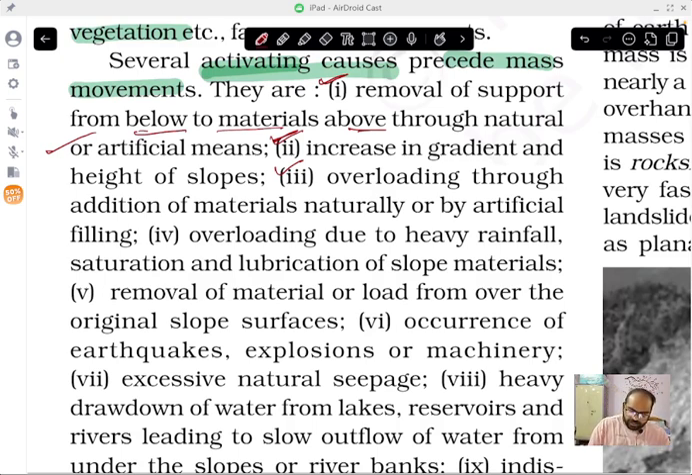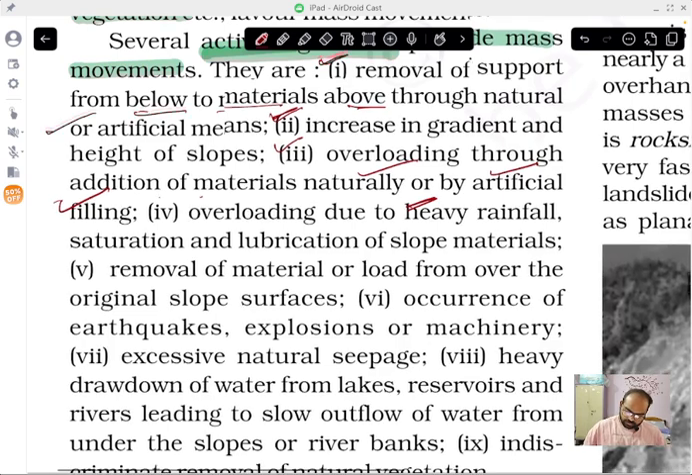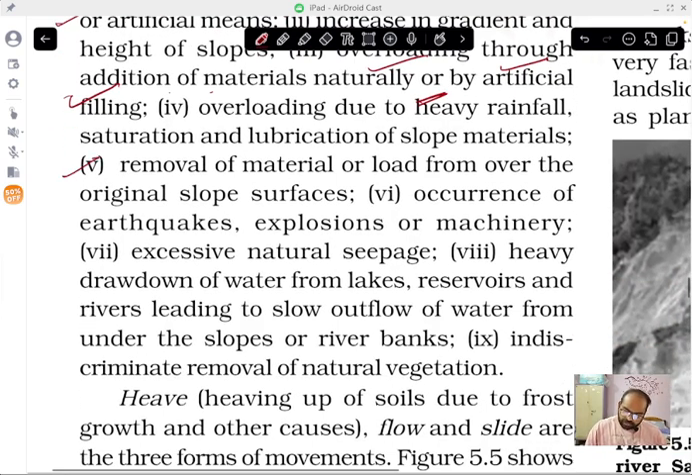Overloading through addition of materials. Due to rainfalls, or due to any transportation activity, there is addition of materials to the rock materials. More is the weight, the stronger is the pull. So the stronger the pull, the more the chances for mass movement to happen. So overloading of additional materials, naturally or by artificial filling. Overloading can also occur naturally, that is through heavy rainfall also. Removal of material or load from over the original slope surface.